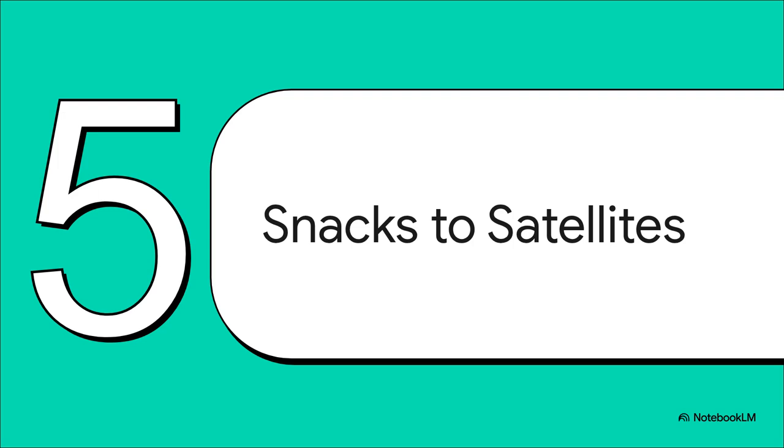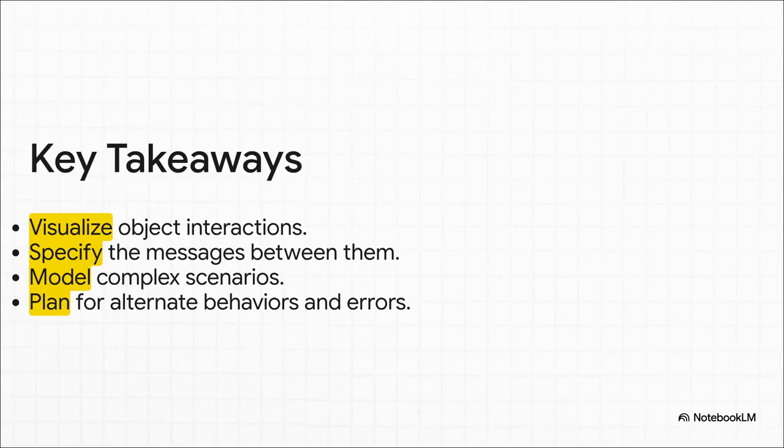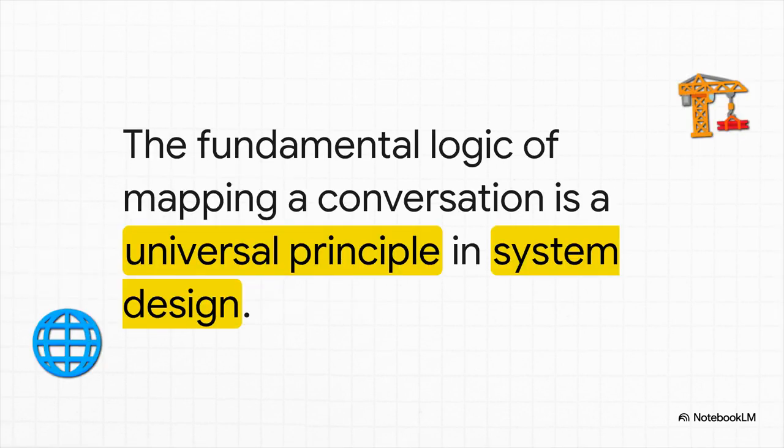Now, we've been talking about a simple vending machine this whole time, but I want you to zoom out with me for a second, because this concept, this idea of scripting conversations, is a fundamental building block of our entire modern world. So let's just quickly recap the big ideas. These diagrams let us see the conversation, they help us specify the exact messages, they let us model really complex scenarios, and, maybe most importantly, they force us to plan for errors and alternate paths. Because at the end of the day, that fundamental logic of mapping out a conversation, defining who talks to who, in what order, with what message, that's a universal principle in designing any system.